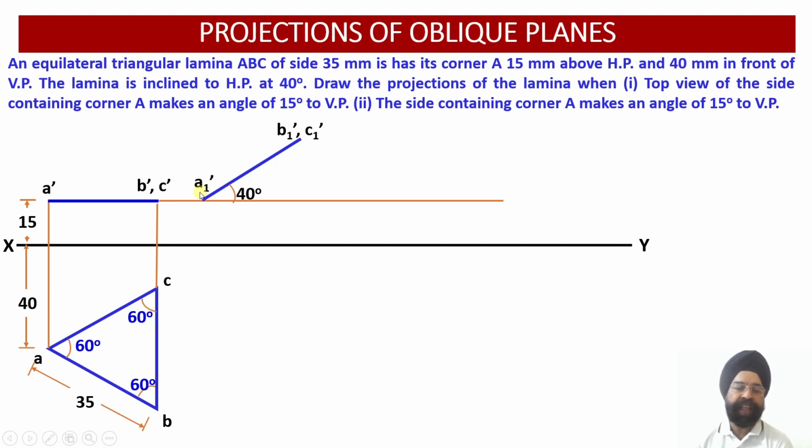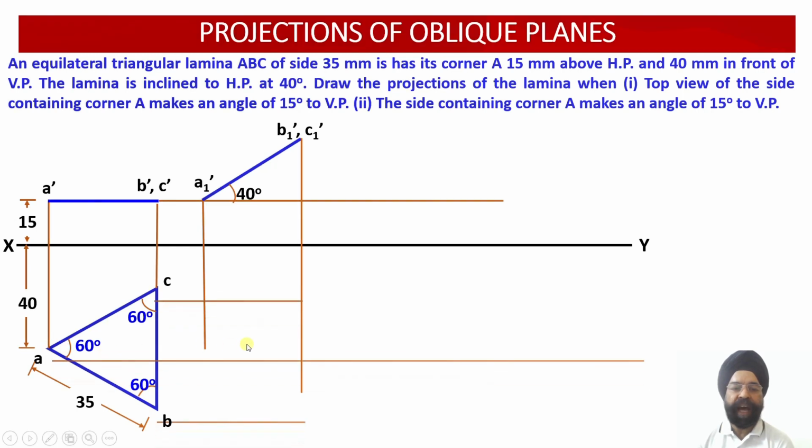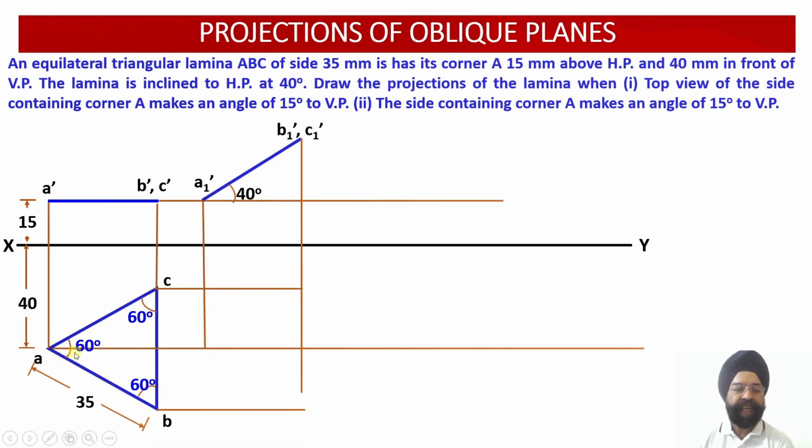So the new points in elevation are A1 dash, B1 dash and C1 dash. This distance is equal to this distance over here. So the edge view has only been rotated, no change has been made. Now you drop the perpendicular projections through A1 dash, B1 dash and C1 dash. Similarly, you draw the horizontal projectors through the plan view which was obtained previously, that is points A, B and C. Now we are going to measure the corresponding points.